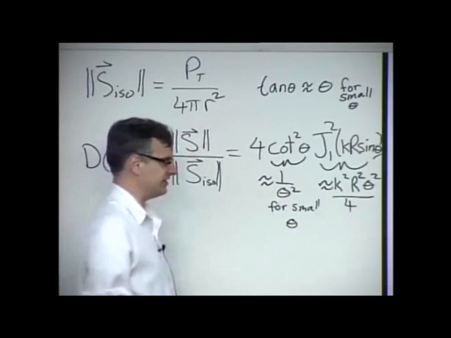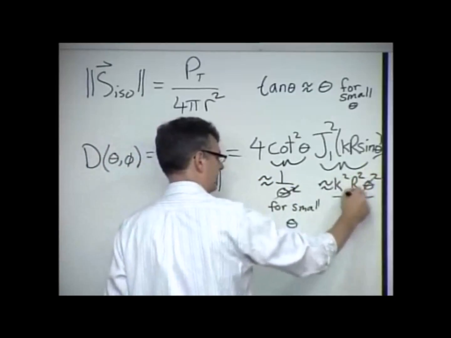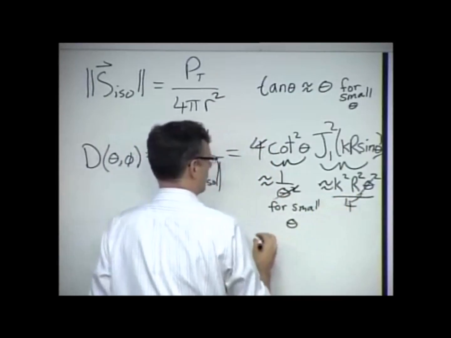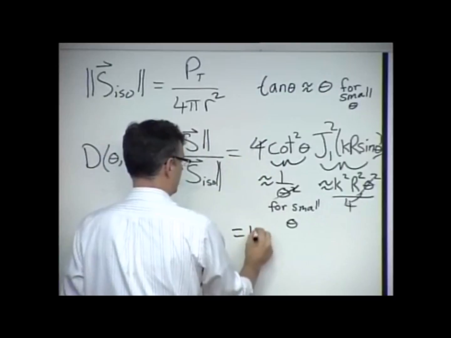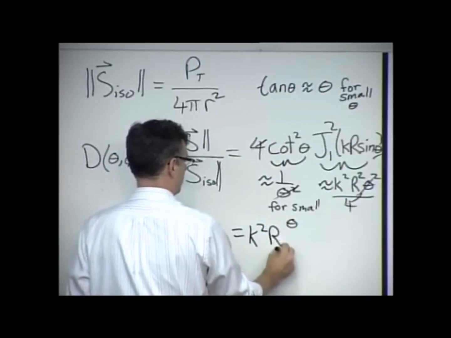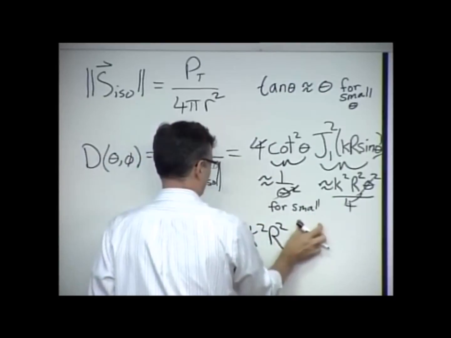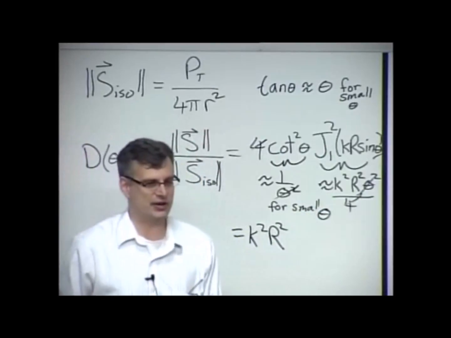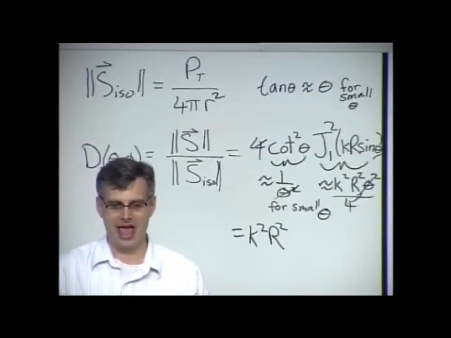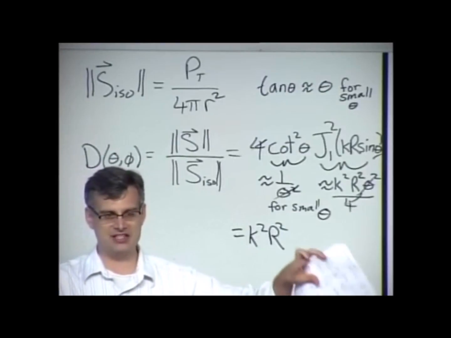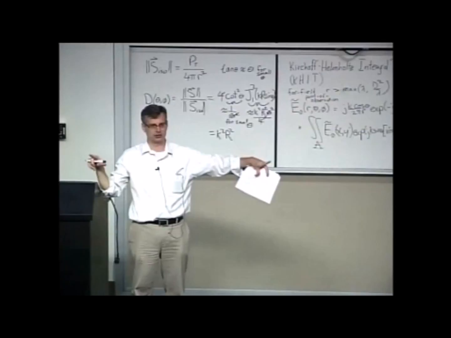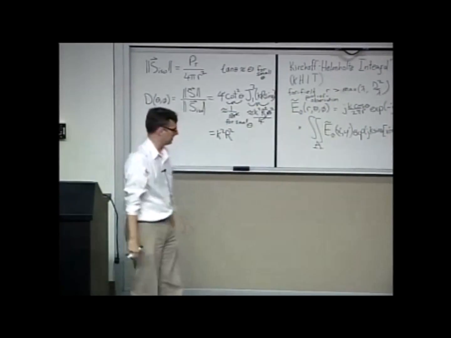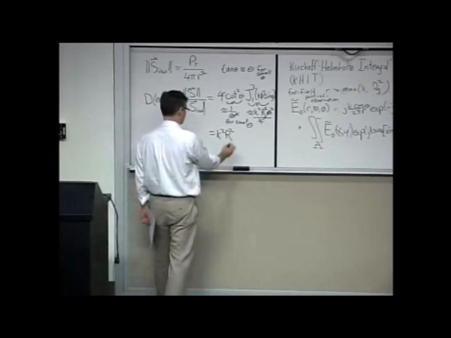And now, conveniently, the thetas cancel, and the 4's cancel. What I'm left with is k squared r squared. And so now we see some intuitive antenna engineering principles coming into play. As the circle gets bigger, i.e. the dish gets bigger, my peak gain goes up. In fact, there's a familiar formula here in disguise.